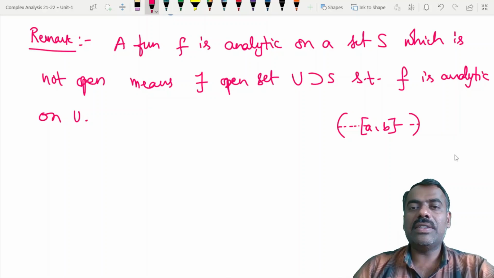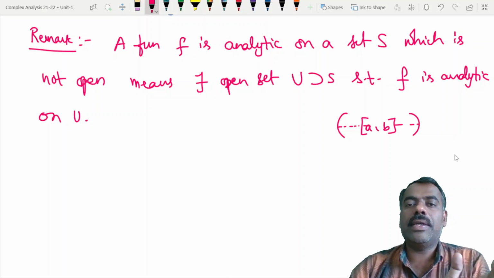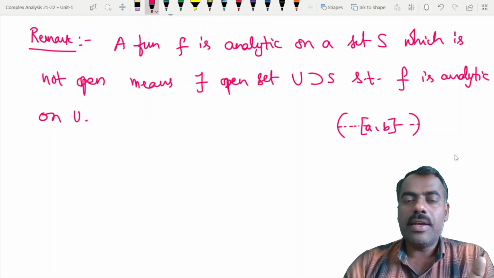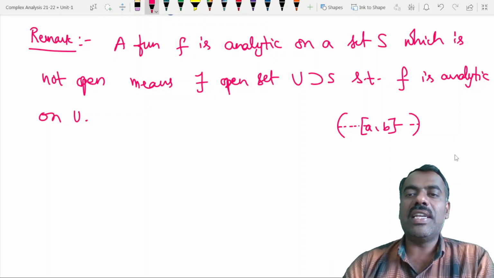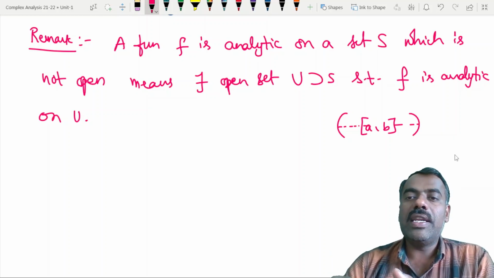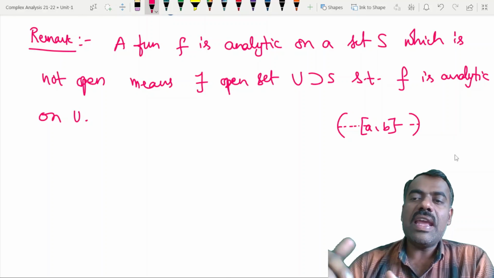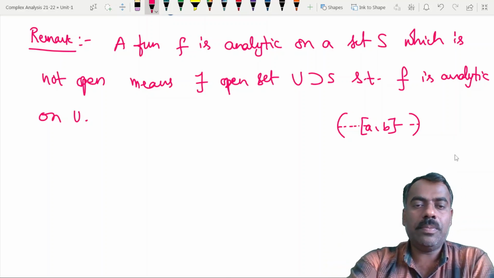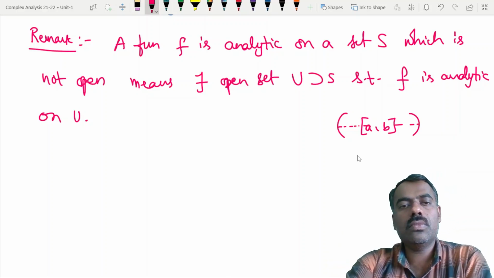So analytic we usually define on an open set. If at all you are saying that f is analytic on a set which is not open, it is understood that there is an open set containing that given set where f is analytic. Okay, fine.